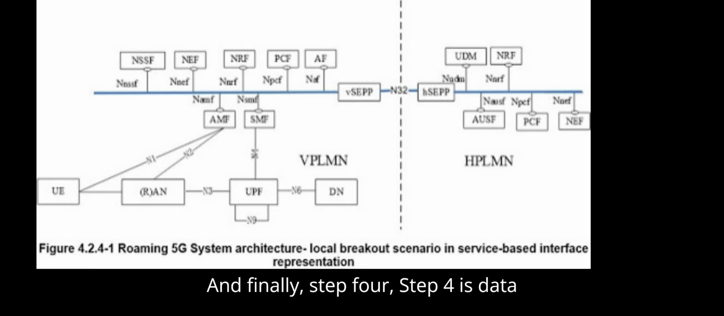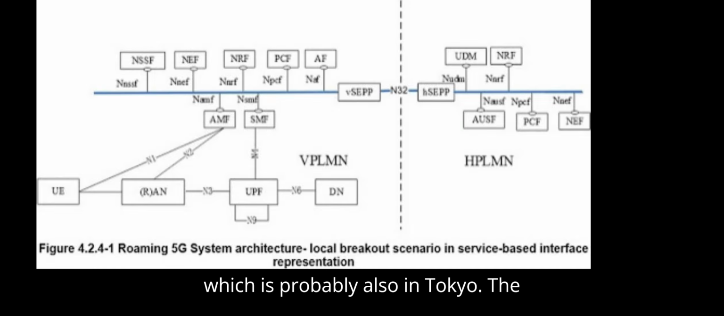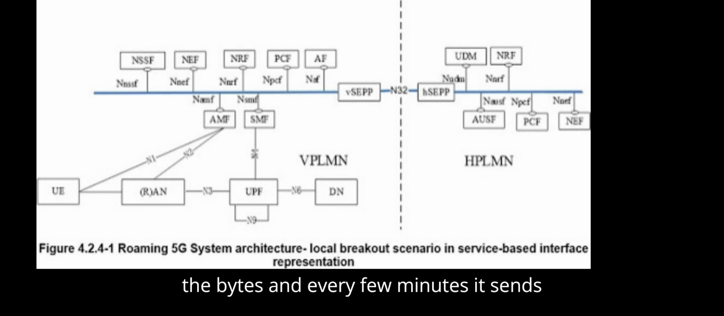And finally, step 4. Step 4 is data flow. Your request goes phone to tower to the Japanese UPF to the YouTube server, which is probably also in Tokyo. The video starts playing instantly. It's amazing. And while I'm watching that video, is the blue line, the brain, still active? Constantly. This is what people forget. While the video data flows locally, the Japanese SMF is counting the bytes.